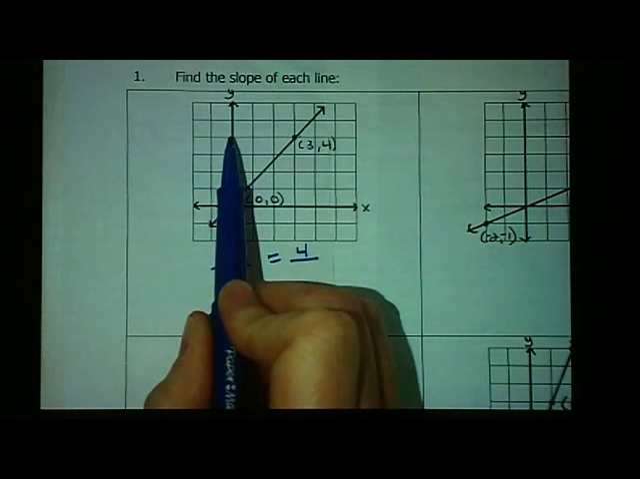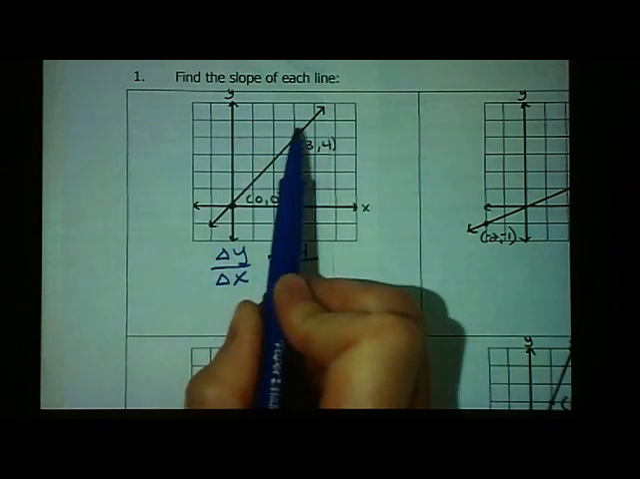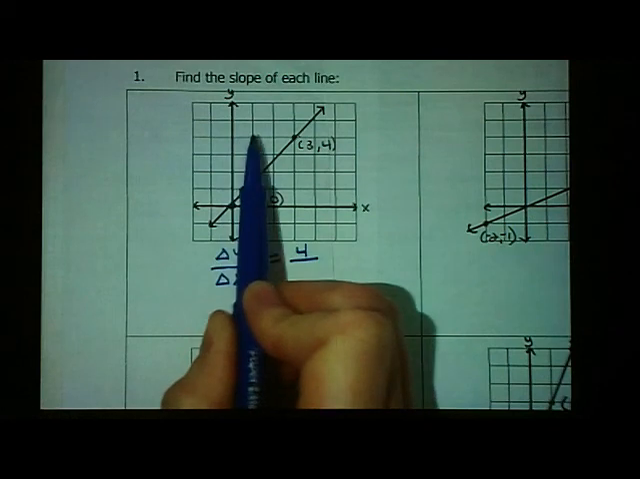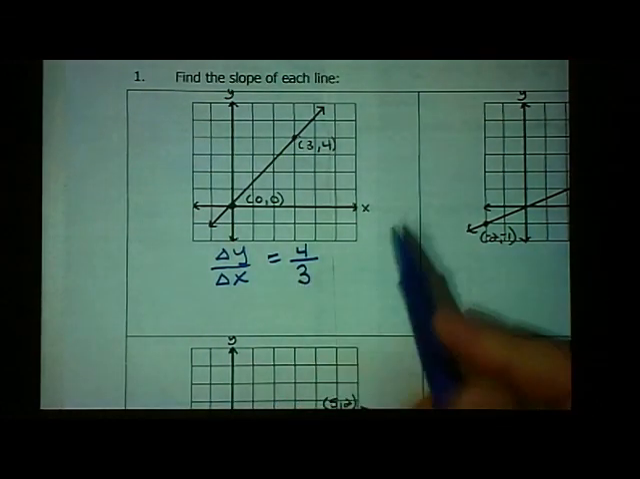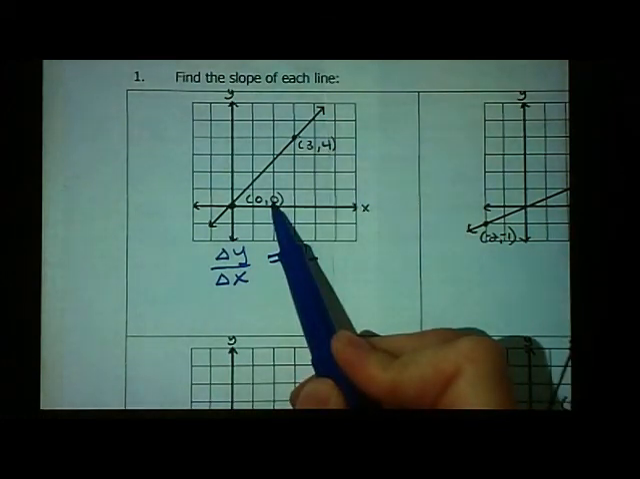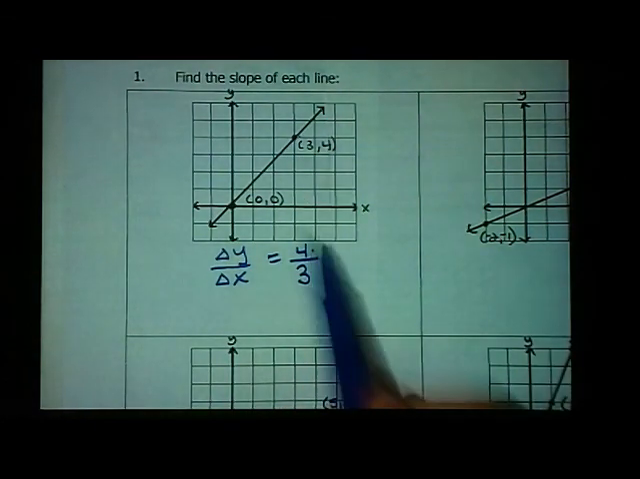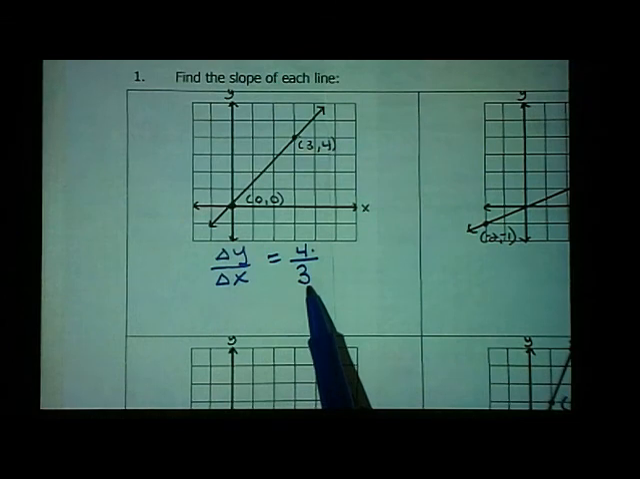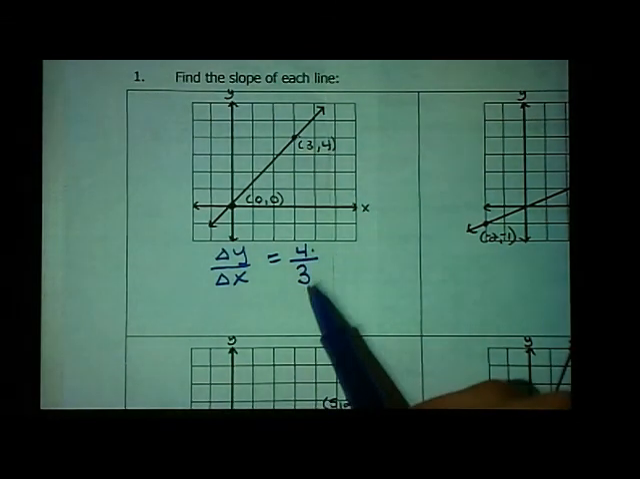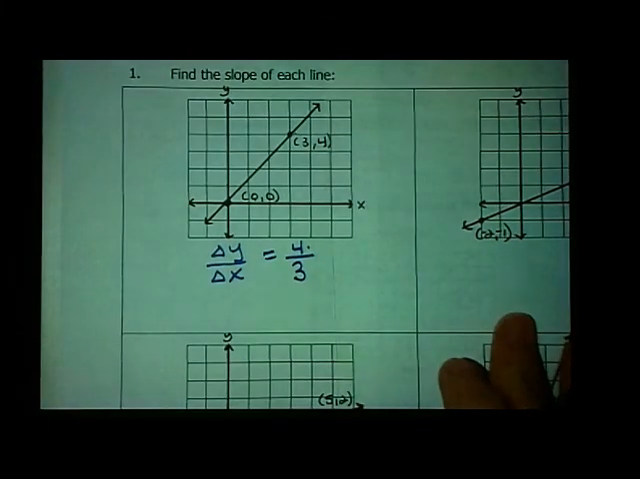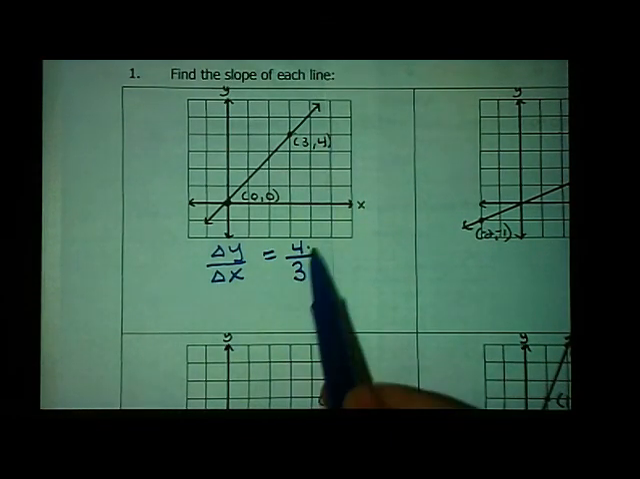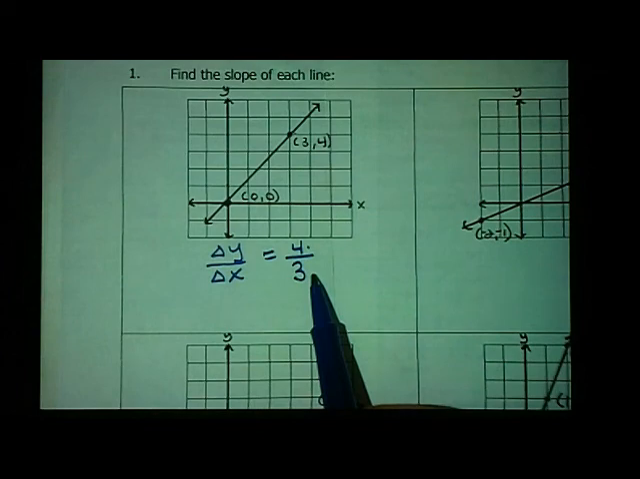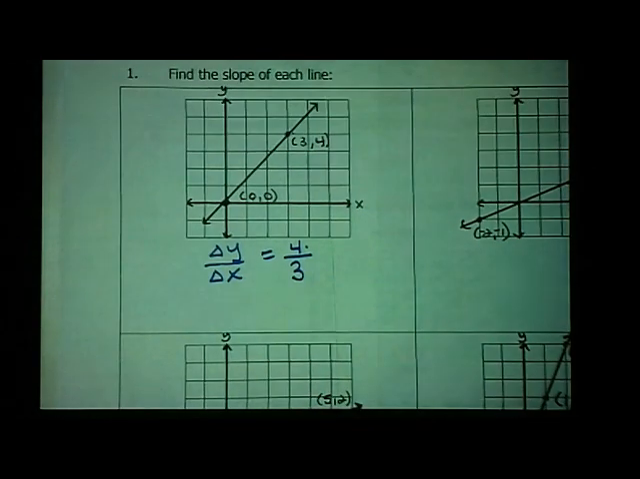Our change in x, to get from here over to here horizontally, we have to go 1, 2, 3. Or again, how far is it from 0 to 4? That was 4. From 0 to 3 was 3. Again, 4/3 is an appropriate answer, even if it's improper. We do not want to change this to a mixed number. As long as 4 and 3 don't have any common factors, you are all set.